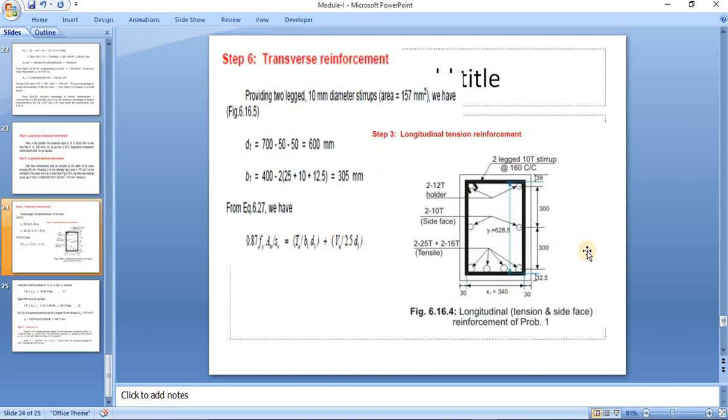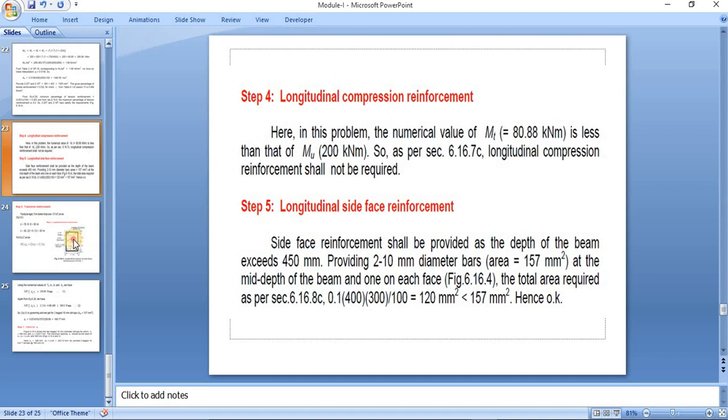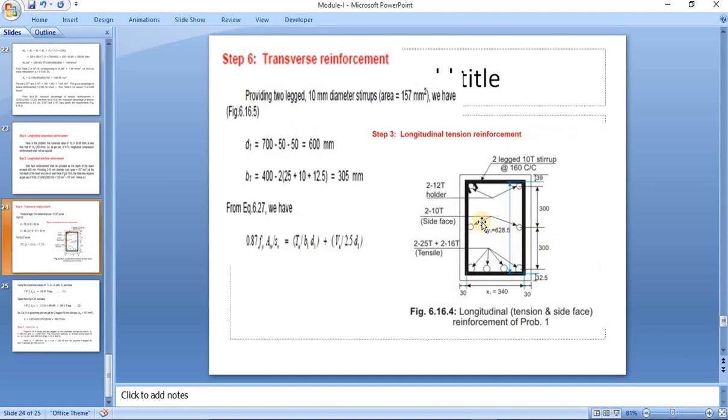Now transverse reinforcement. You can see, these are the longitudinal reinforcement. These are the longitudinal side face reinforcements. That is, these are the longitudinal side face reinforcement. These are the longitudinal reinforcement. Now we are going to calculate this transverse reinforcement, meaning rings. So let us calculate the data which is required first.